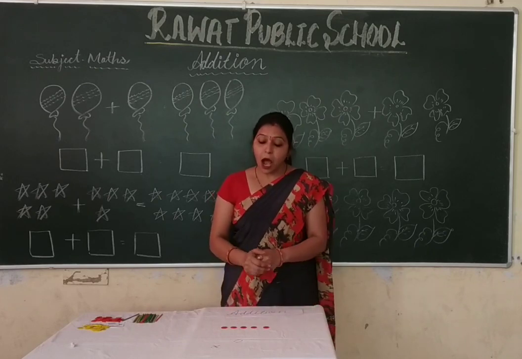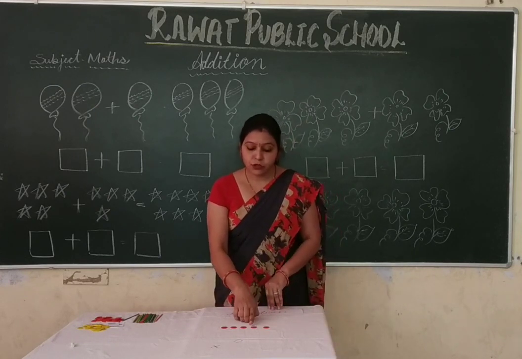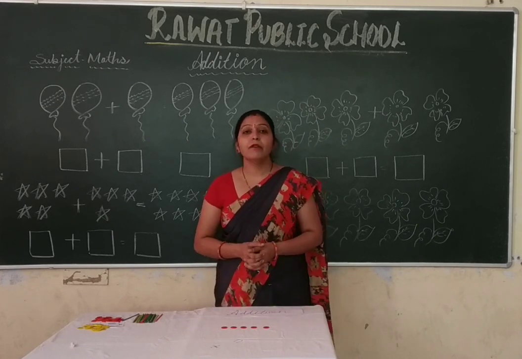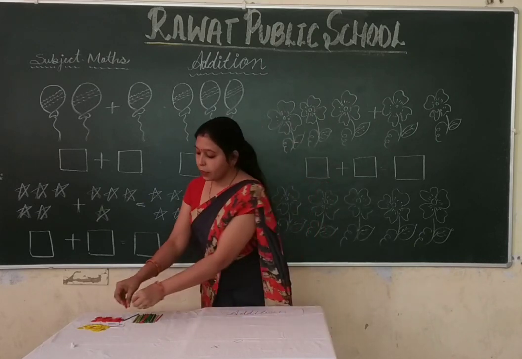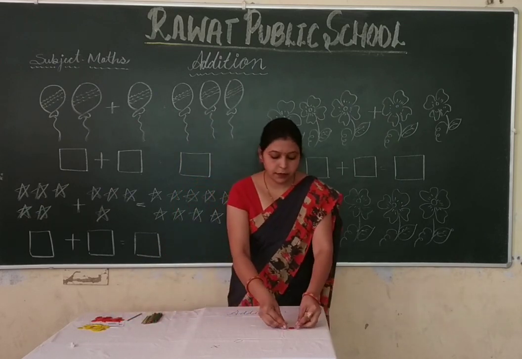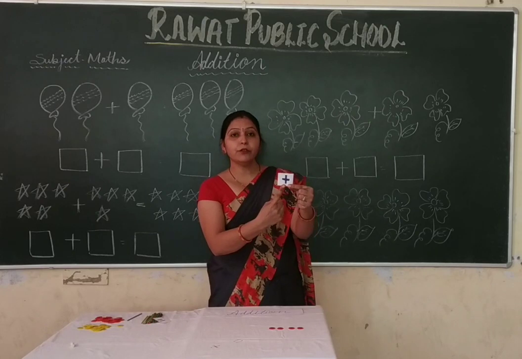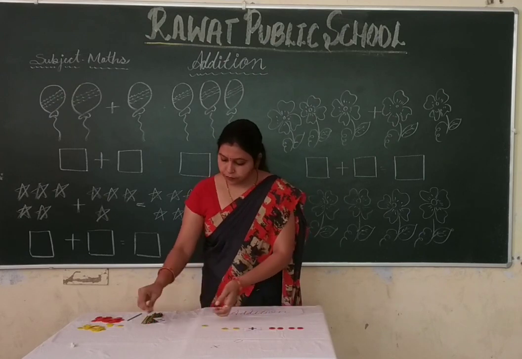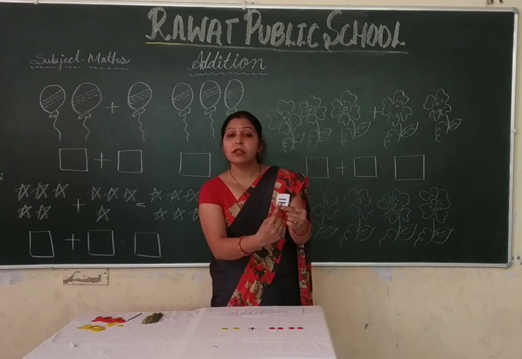Now let's count how many total buttons we have. Just count: 1, 2, 3, 4, 5. Now we have a total of 5 buttons. Next. Yes, I have some buttons here. Then this is a sign of plus. Now this is a sign of equals to.